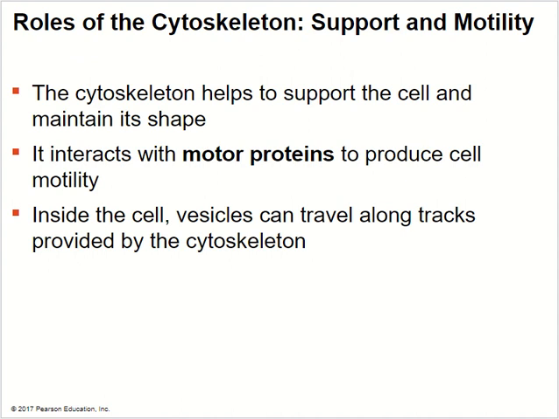The cytoskeleton helps to support the cell and maintain its shape. It interacts with motor proteins to produce cell motility. Inside the cell, vesicles can travel along tracks provided by the cytoskeleton.